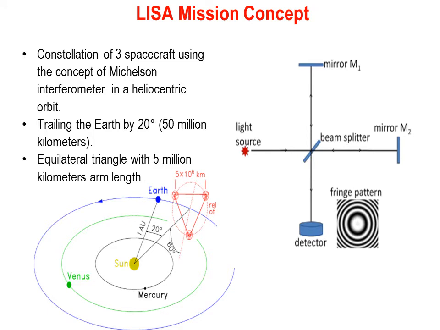Here comes the LISA mission concept. It is a three-spacecraft constellation using the concept of an interferometer, which is the Michelson interferometer, and it will be placed in a heliocentric orbit which will trail the Earth by 20 degrees, about 50 million kilometers. If you look at that red triangle, it clearly shows that it has an arm length of 5 million kilometers.